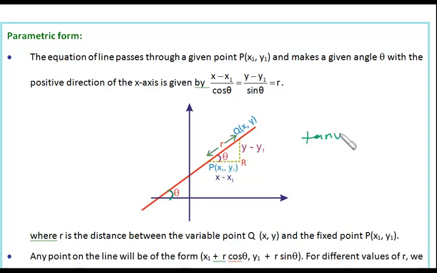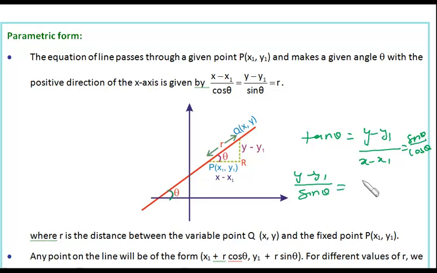Now what is tan theta? Tan theta is perpendicular by base. So perpendicular is y minus y1 and base is x minus x1. Or tan theta can be written as sin theta by cos theta. So (y minus y1) by sin theta is equal to (x minus x1) by cos theta.